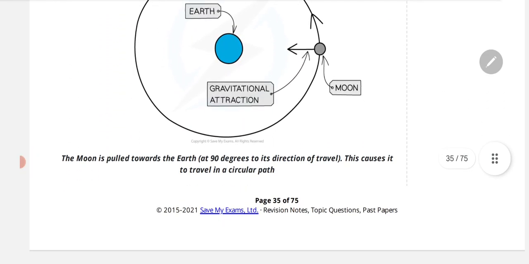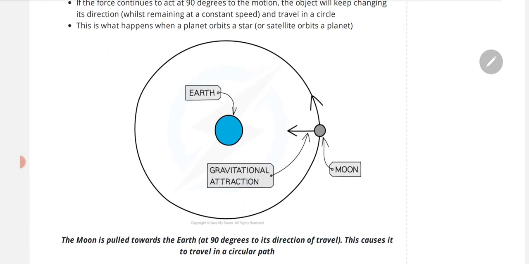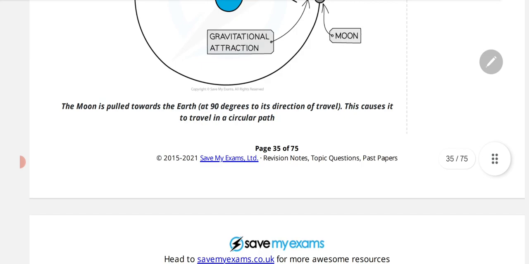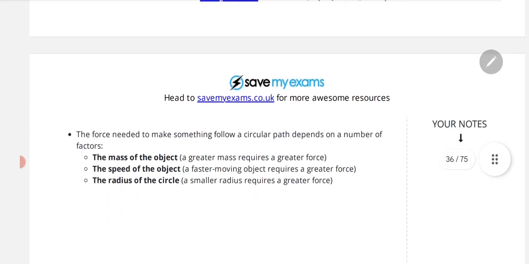Vectors, I have already discussed with you that when an object moves in a circle, the force is always directed toward the center, and we can say that acceleration will also be directed towards the center.